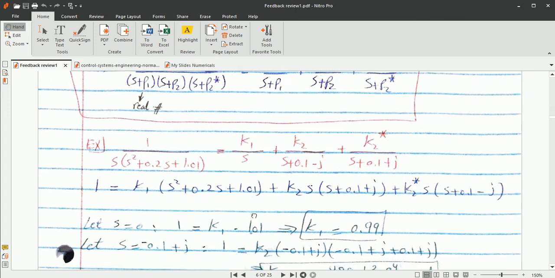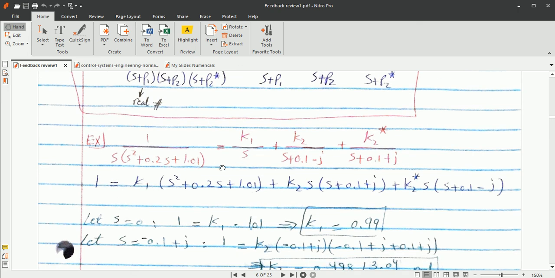Now cross multiply it, you get here 1 into k1 into s square plus 0.2 s plus 1.01. How did you get this from this? Basically you are multiplying with this, and s cancelled s, so you got s square plus 0.2 s plus 1.01. And for the k2 you got s into s plus 0.1 plus j, because one root got cancelled, and you are left with the plus j, and here you are left with the minus j.